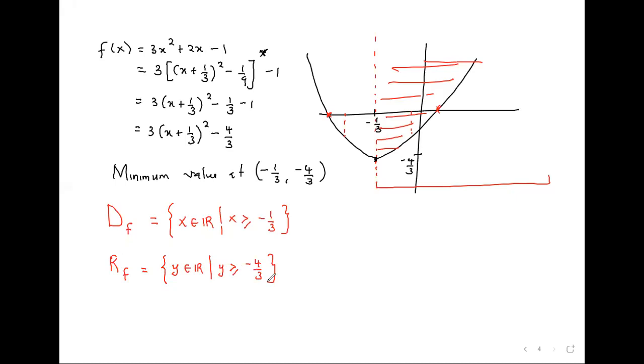This means that both the domain and range of the restricted quadratic function come from the turning point. So this is the minimum turning point, the minimum point, and not the value. So the domain comes from the x value, the range comes from the y value. Okay.